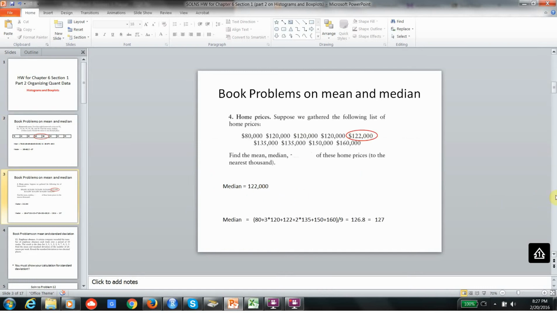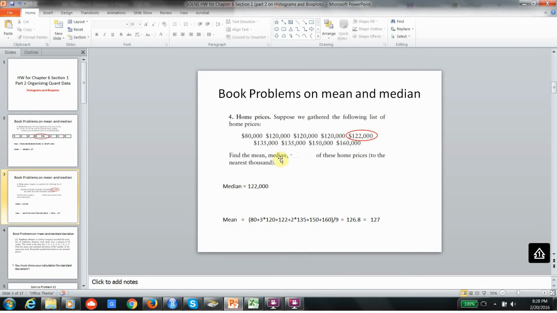All right, the second problem is looking at the mean and the median again, and we're given a bunch of home prices. And to find the median, that's very easy. I'm going to go ahead and notice I have 1, 2, 3, 4, 5, 6, 7, 8, 9. So the fifth value will be the middle one. And I have to make sure that the data values are ordered, but they are.